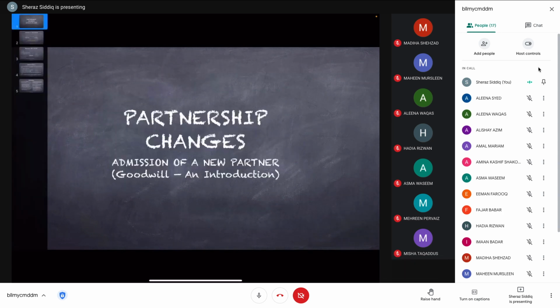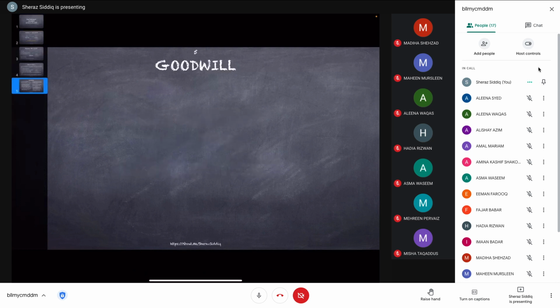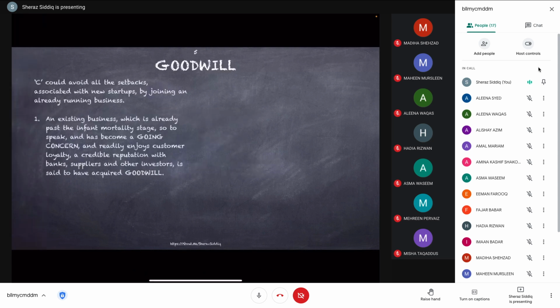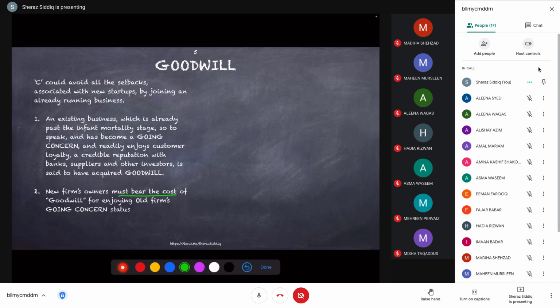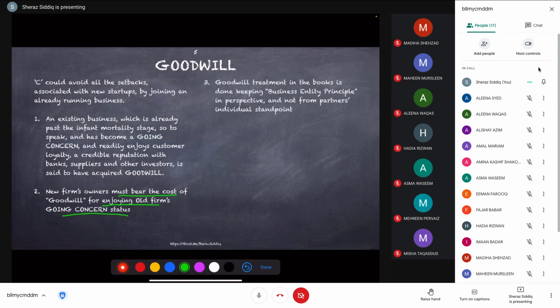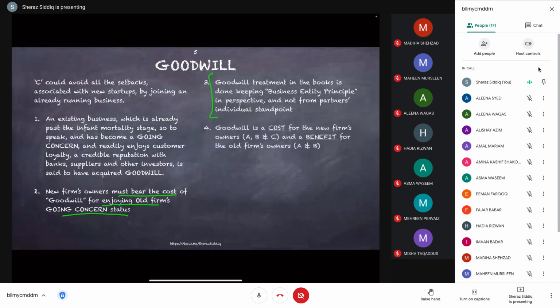We were here, right? So we were done with the first point. We were done with the second point. The new firm's owners must bear the cost of goodwill for enjoying the old firm's going concern status. This is what we just discussed. And that means goodwill treatment in the books will be done from the business entity's point of view and not from the owners'. We know that. And that means goodwill is going to be a cost for the new firm's owners, which are A, B, and C, and a benefit for the old firm's owners, which are A and B, right?